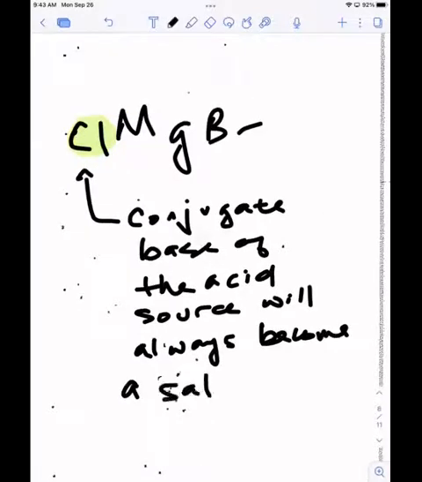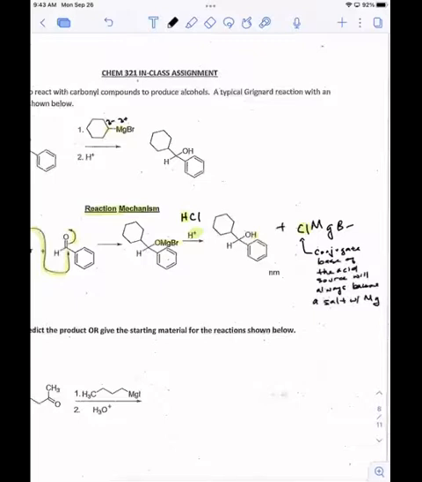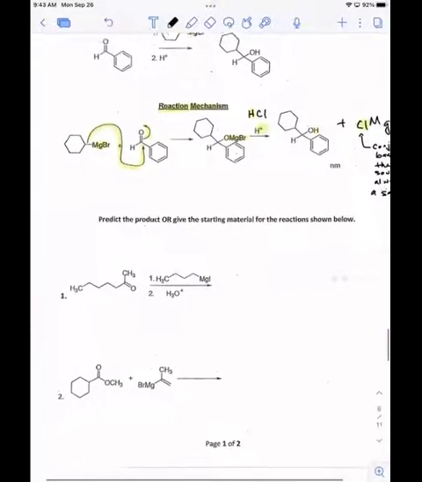So it's going to become a salt with magnesium, always. So any acid that you use, you're going to end up making a salt with whatever the conjugate base is. If it's HCl, if it's HBr, if it's acetic acid, it doesn't matter, right? You're always going to end up with the conjugate base of that acid being a salt with magnesium. And we can do that down here, right?